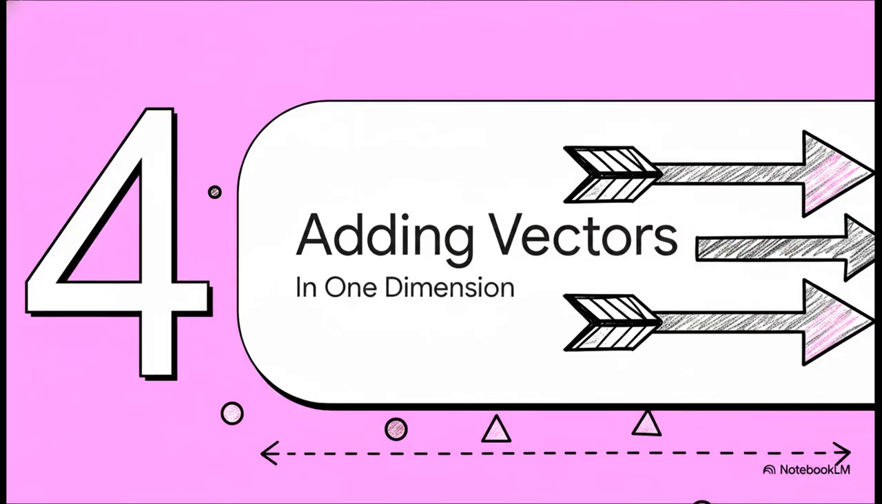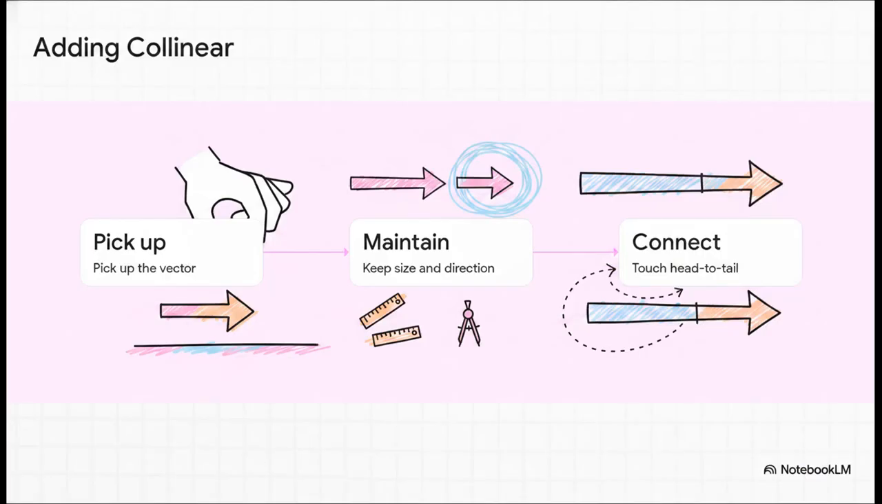Okay, let's slow it down a bit for Section 4, adding vectors in 1D. When you're adding what we call collinear vectors, vectors that line up right with each other, it's a super straightforward three-step process. First, you mentally or even physically on your paper pick up that second vector. Step 2, you've got to make absolutely sure it stays the exact same size and points in the exact same direction, no changing it. And Step 3, you plunk it back down so that the vectors connect head to tail.